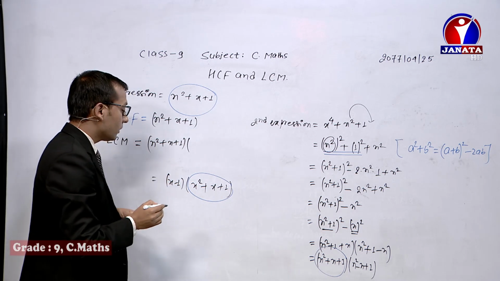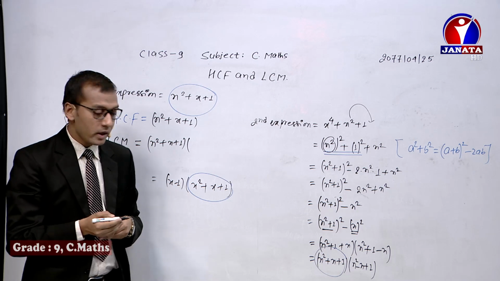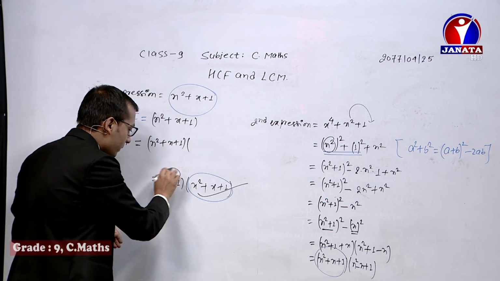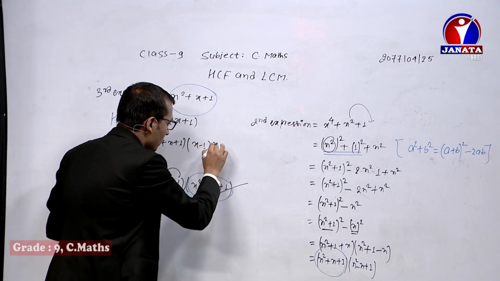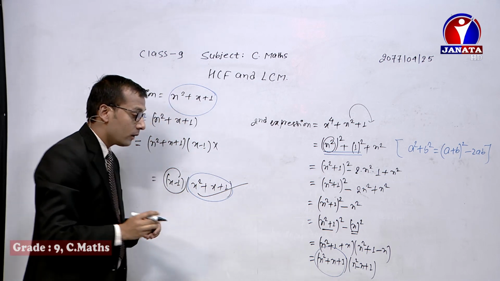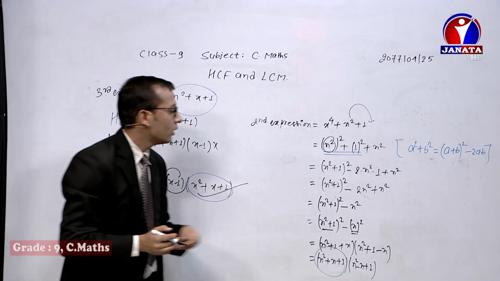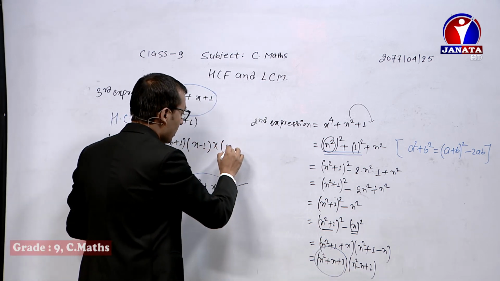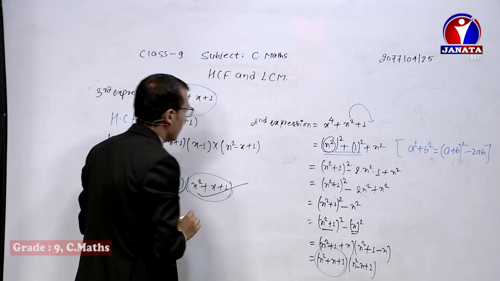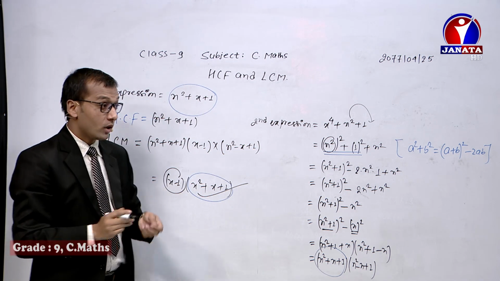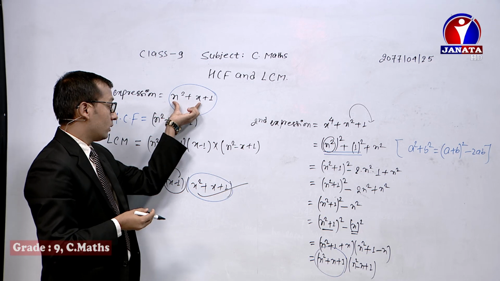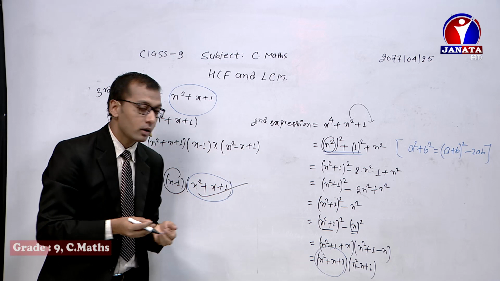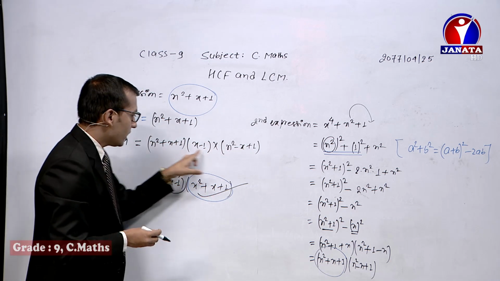Now let's see from the first expression. In the first expression there are two factors, x minus 1 times this, we have taken this factor. Now x minus 1 is remaining factor times what are the factors remaining from second expression? Only x square minus x plus 1. And in the third expression there is only one factor, x square plus x plus 1, which we have already mentioned here. So this is LCM.